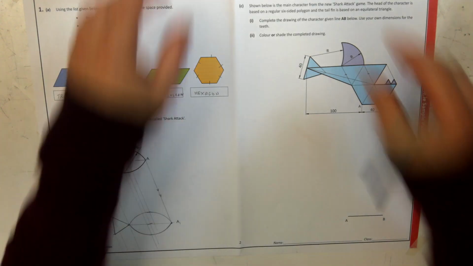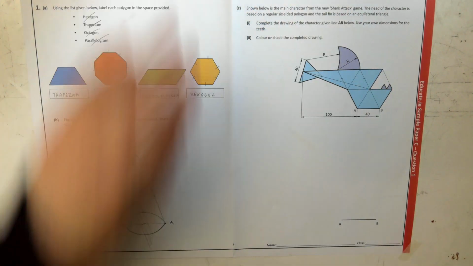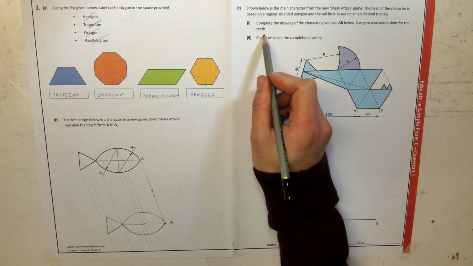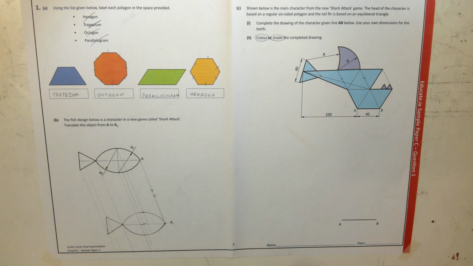Then we have part C. So shown below is the main character from the new Shark Attack game. The head of the character is based on a regular 6-sided polygon and the tail fin is based on the equilateral triangle. Complete the drawing of the character given line AB below. Use your own dimension for the teeth and then colour or shade the completed drawing. So always remember, either colour or shade. So after you do all the hard work and drawing it, make sure you colour or shade it in afterwards.